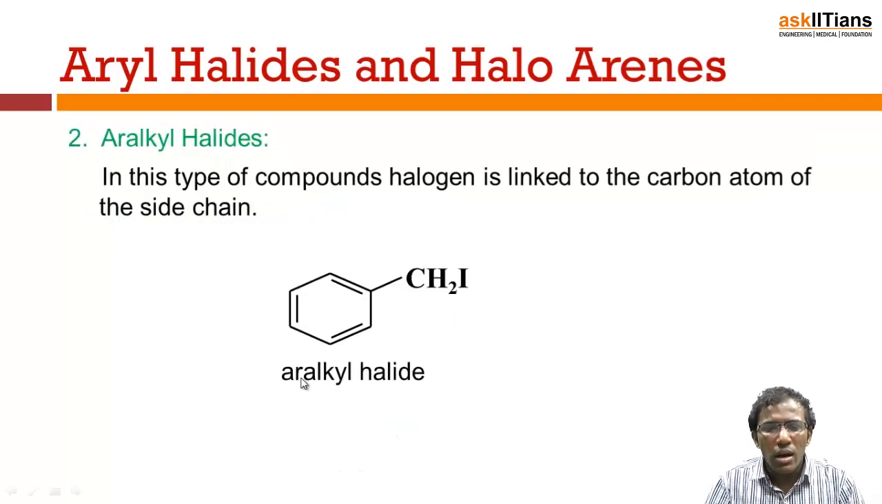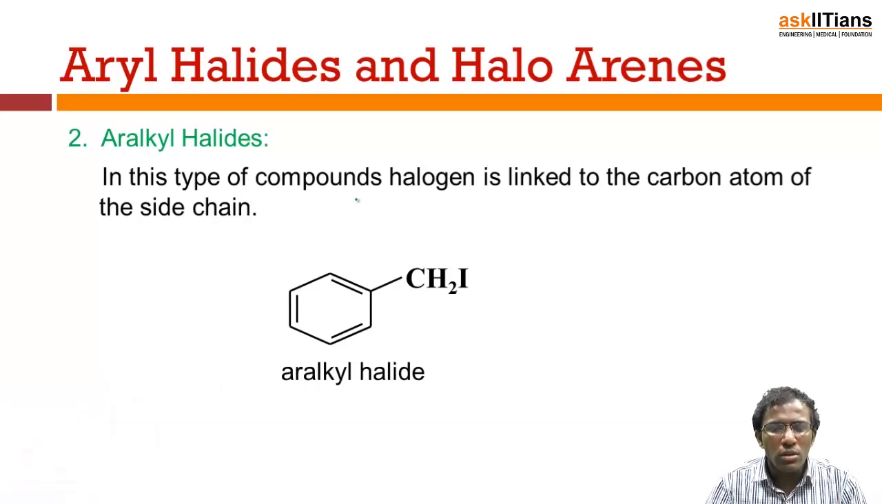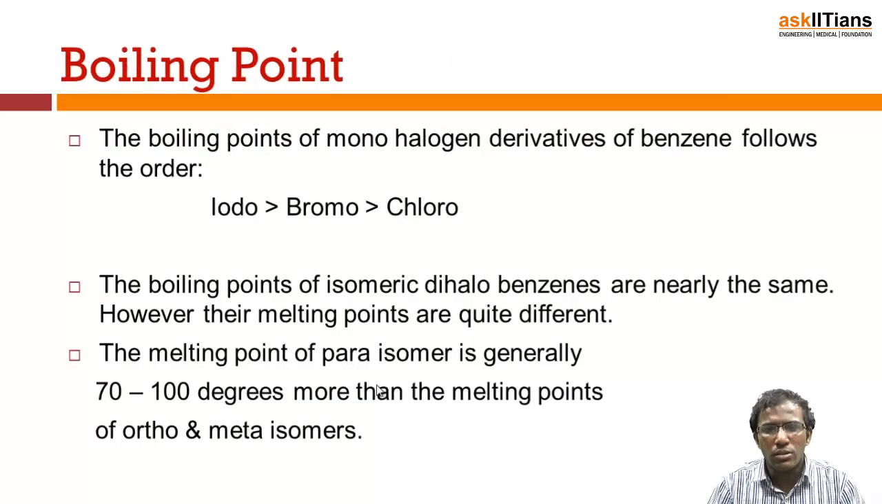And the second type is arylalkyl halides. That is, it contains both alkyl as well as aryl groups. So in these compounds, halogen is linked to the carbon atom of the side chain, which is linked to the benzene nucleus. So here the iodine is not directly linked to the carbon of benzene, but it is linked to the carbon of the side chain, which is in fact linked to the benzene nucleus. These are known as arylalkyl halides. So we have two types: aryl halides and arylalkyl halides. So let's get into the properties of these aryl halides.